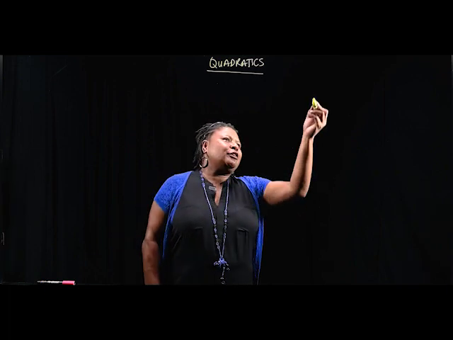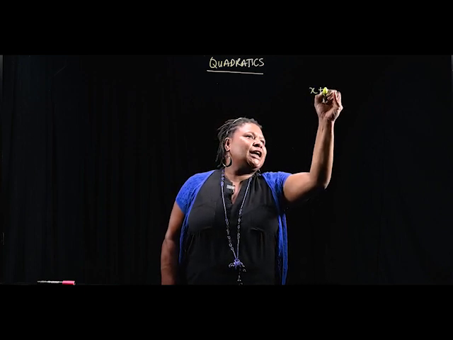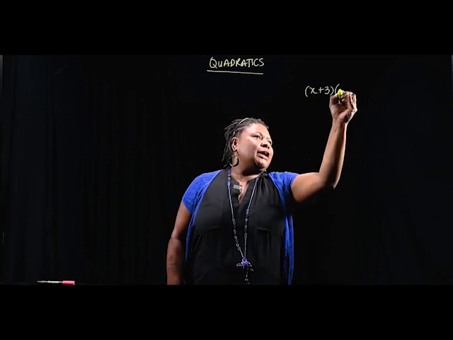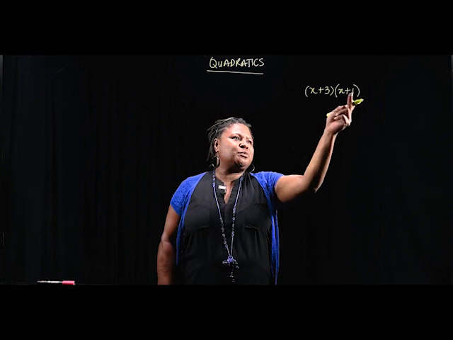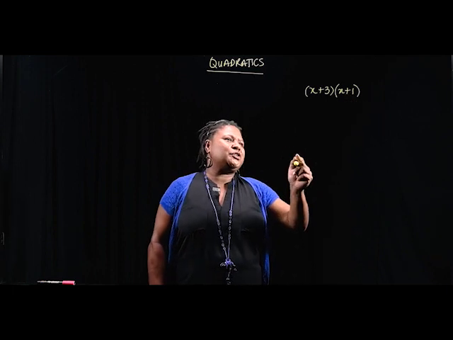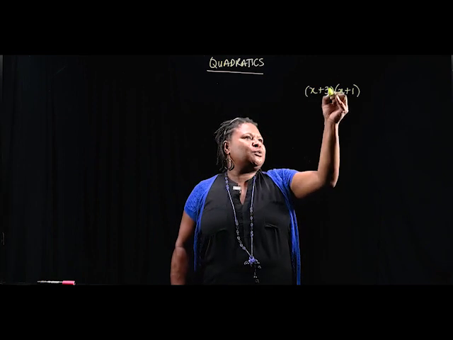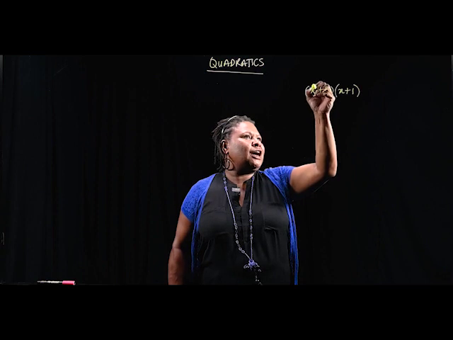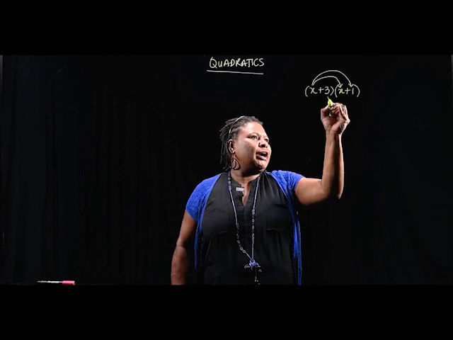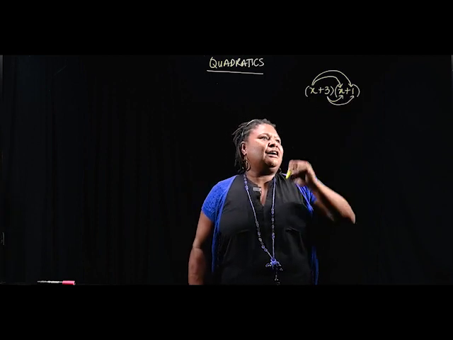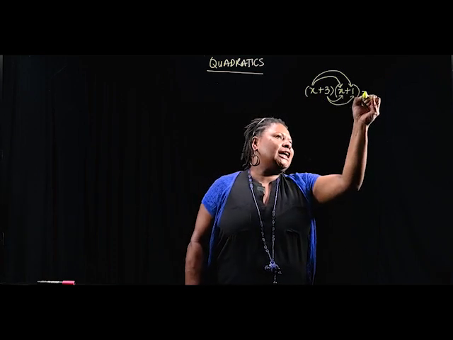For instance, we have the linear expression x plus 3 multiplied by x plus 1. This is one linear expression multiplied by another linear expression. To form the quadratic expression, we need to remove these brackets. How do we do that? We multiply each term in one bracket by each term in the other bracket. So we'll follow the arrows and do the multiplication here.